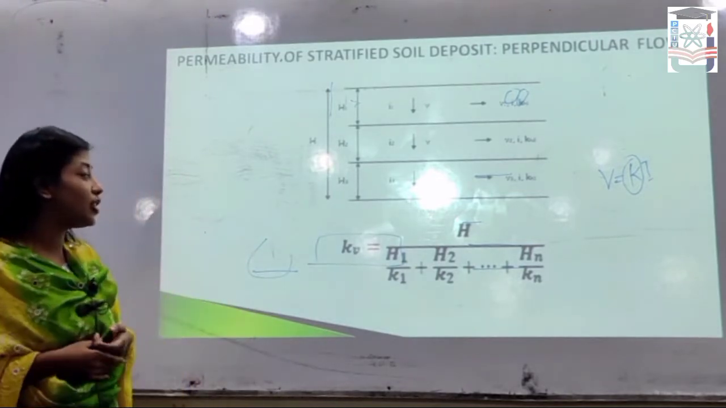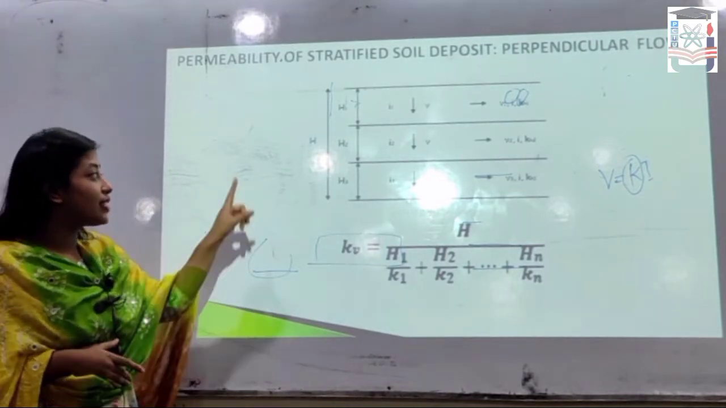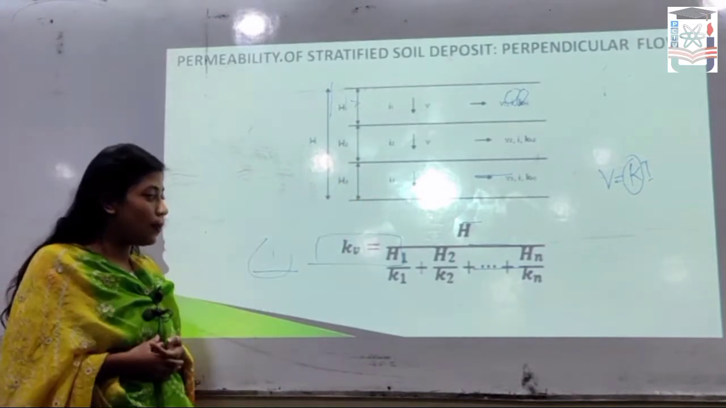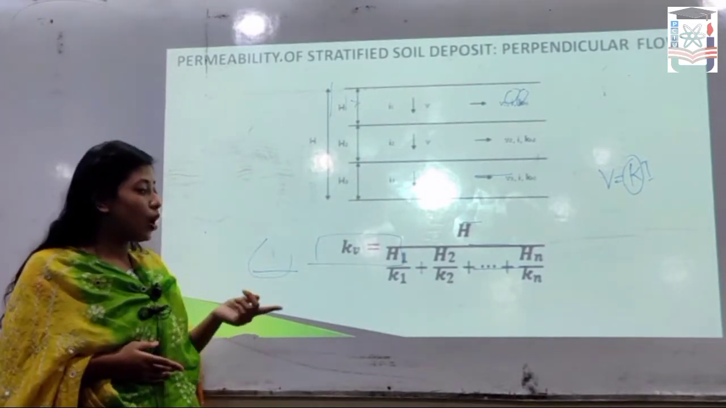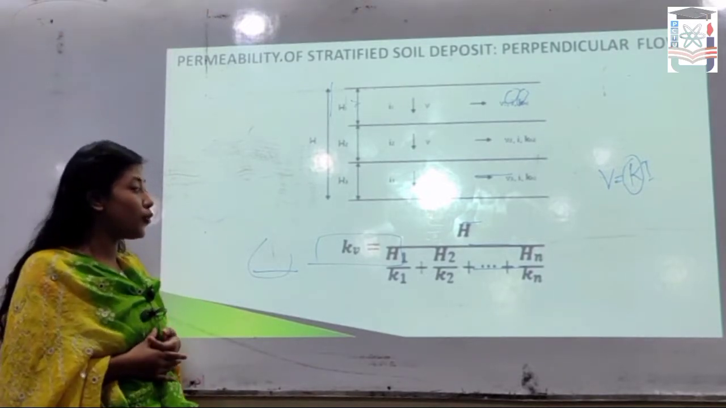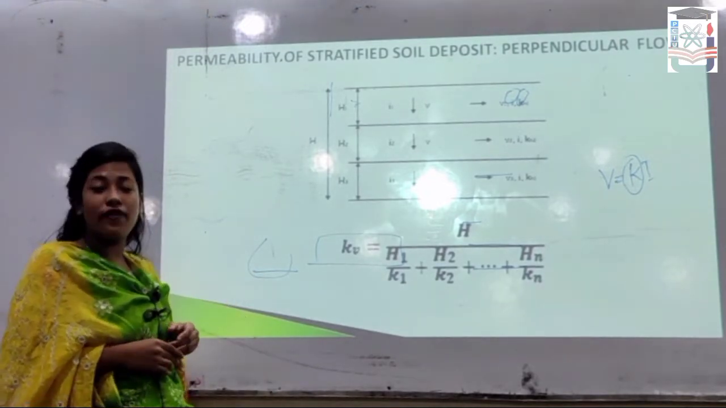We have to put it down with the values of K. We will take a sample from this layer, another sample from this layer, and also from this layer. By doing lab tests, we will find K1, K2, K3. After putting in the combined K values, we will find the total K, that is, the coefficient of permeability.